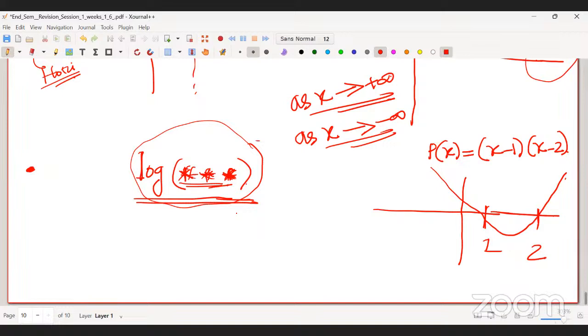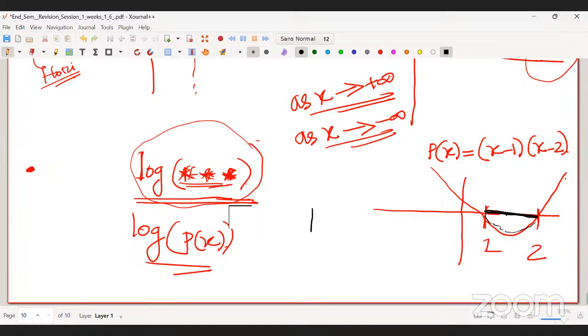If you consider this function, log of p of x, the first thing is this function is not defined on R. Certainly this is not defined in this region, because in this part the value of the function is negative. So the domain of this function is minus infinity to 1, union 2 to infinity, right?